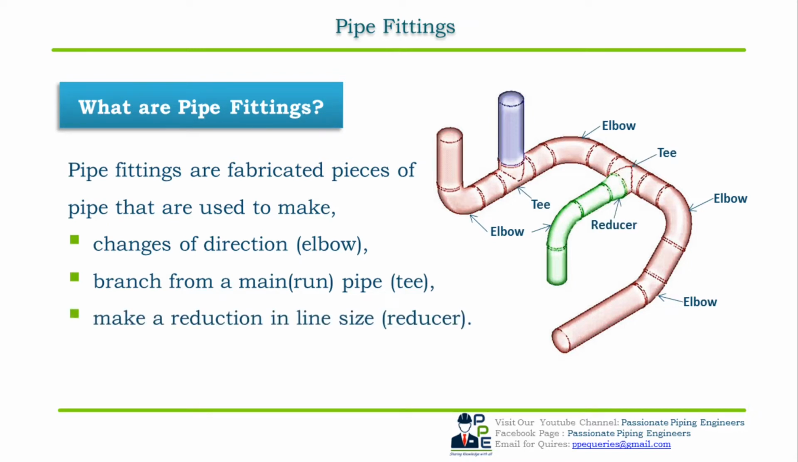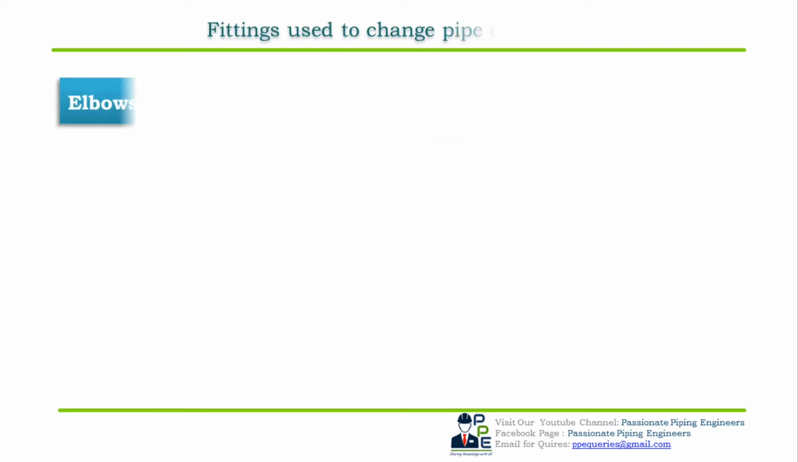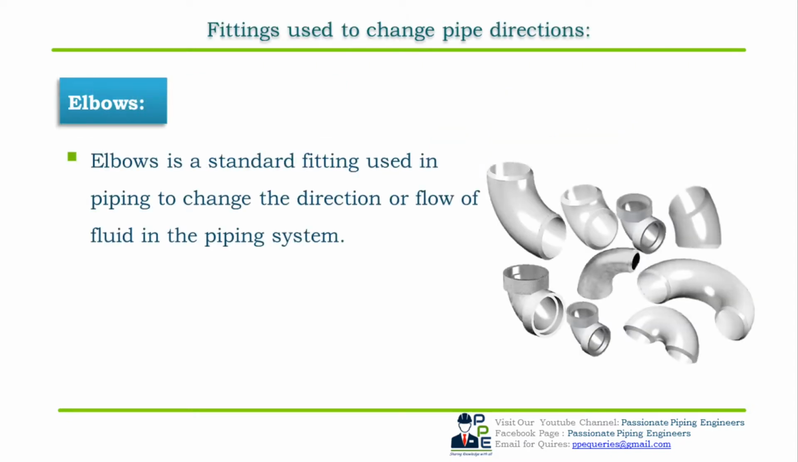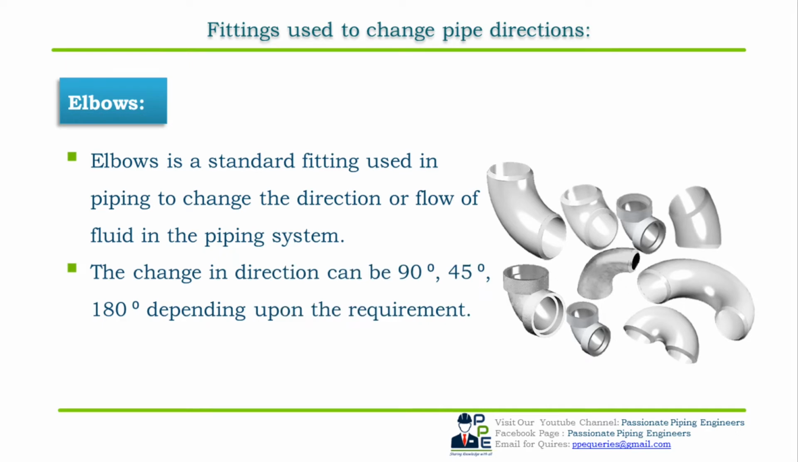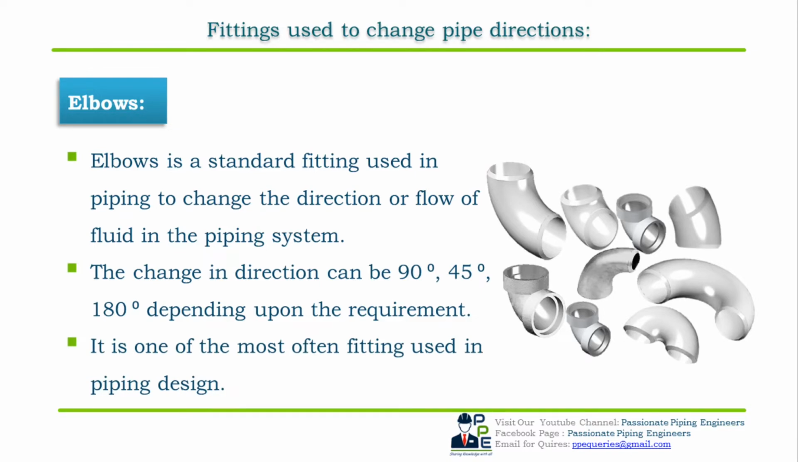As this is the first video of the pipe fitting series, the topic of our video is pipe fittings used for directional change. Elbow. Elbow is a standard fitting used in piping to change the direction of flow of the piping system. The change in direction can be 90 degree, 45 degree, or 180 degree depending upon the requirement. It is one of the most important fittings used in piping design. Let us see the proper classification of elbows.